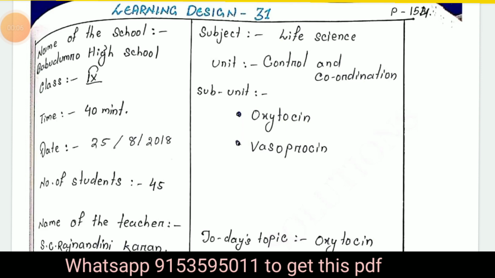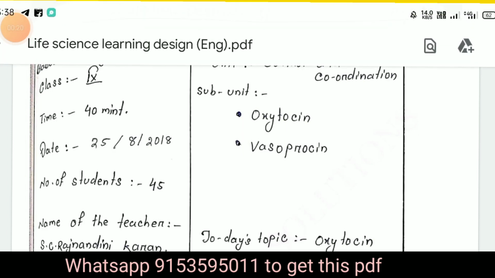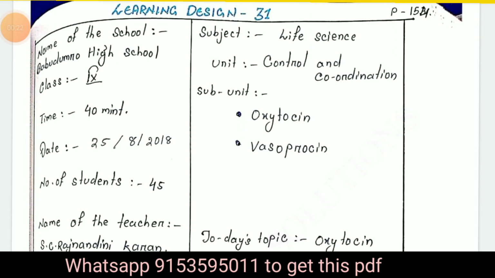Today we are going to discuss the learning design subject of life science. This is the second part of life science learning design. Today we will start learning design number 31. Learning design number 31, subject life science, unit control and coordination, subunit oxytocin and vasopressin.